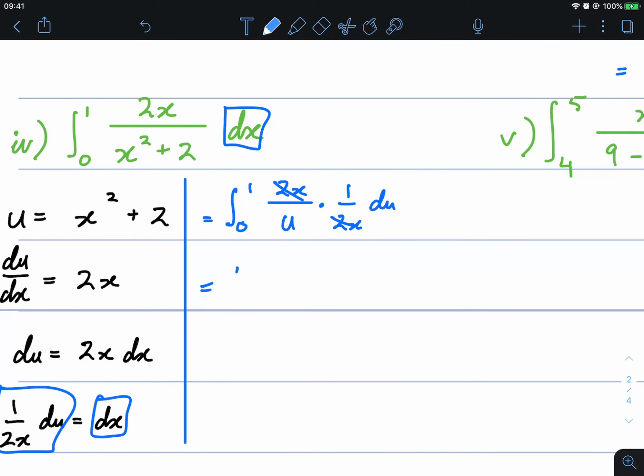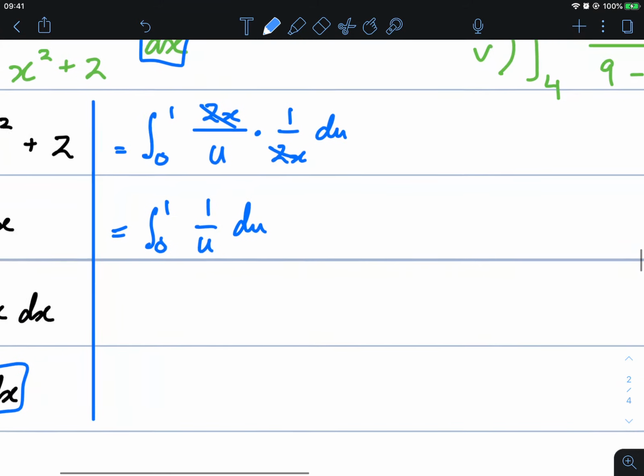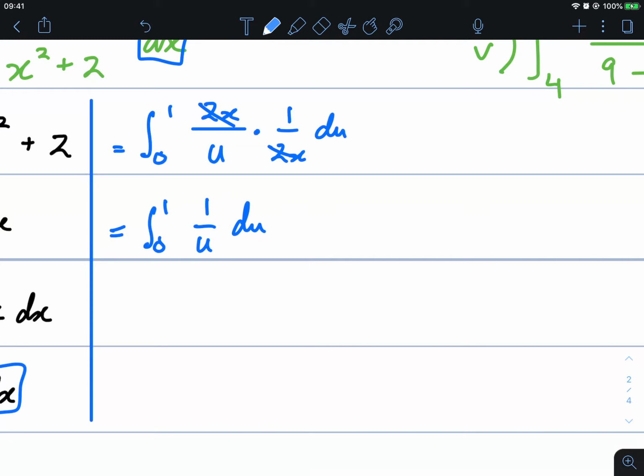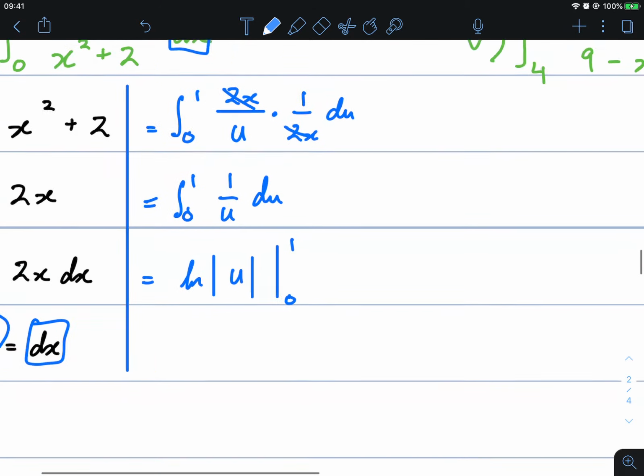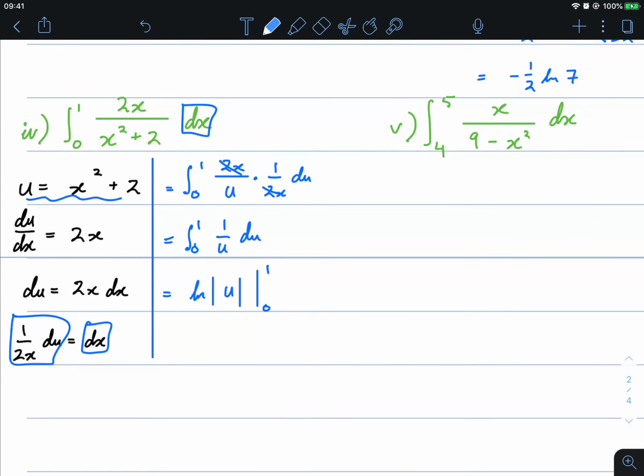crossing those two out, leaving us with 0 to 1, 1 on u du, and that's just the basic integral of ln of x. This is going to be ln, absolute value of u from 0 to 1. Resubstituting u back into our expression, this becomes ln of x squared plus 2 from 0 to 1.